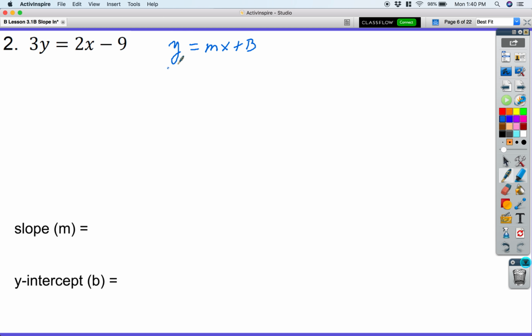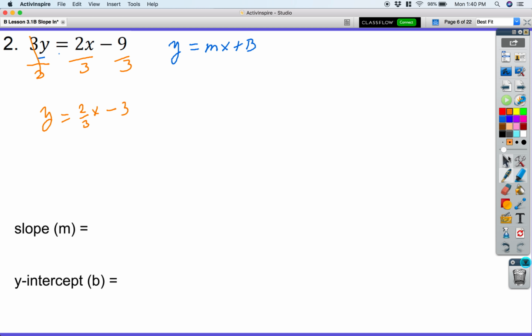I want you to notice that y is all by itself. So while I have y equals mx plus b here, there's this positive 3 in front of it. So in order to get rid of that, I need to divide each and every term by 3. So this gives me y equals. Now what I would want you to do is leave it in fraction simplified form. Don't turn this into like a decimal or anything. So y equals 2/3 x minus 3.